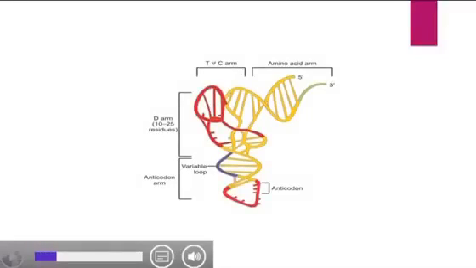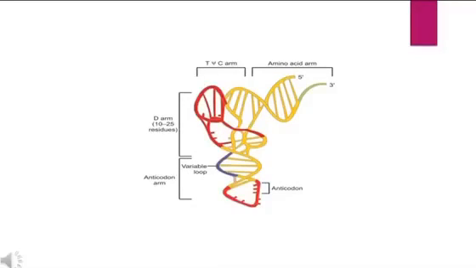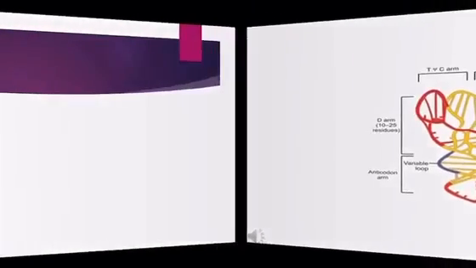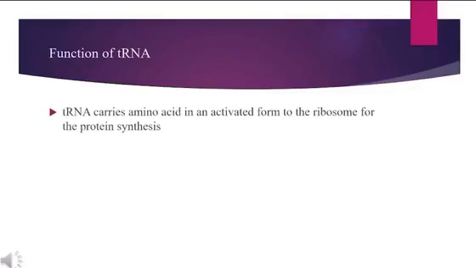Here you can see the 3-dimensional structure of transfer RNA. Function of tRNA: the main function of transfer RNA is that it carries amino acids in an activated form to the ribosome for protein synthesis.